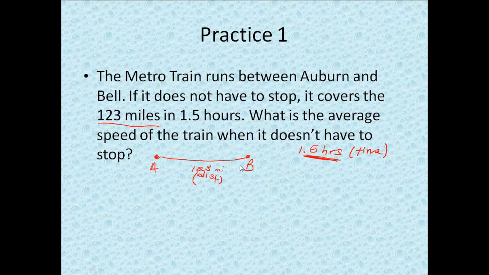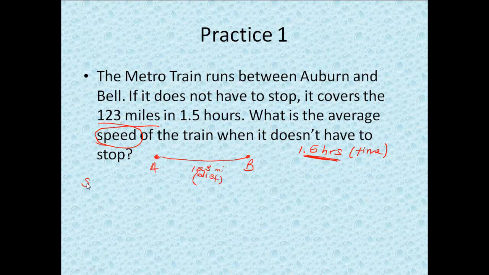Okay, what is the average speed of the train when it doesn't have to stop? So here's where I'm going to find what my variable is. This is what I don't know. It wants the speed, the average speed. So that is my variable. That's one of my unknowns. It might not be the only one. We'll have to check and see how things work out. There might be another one.